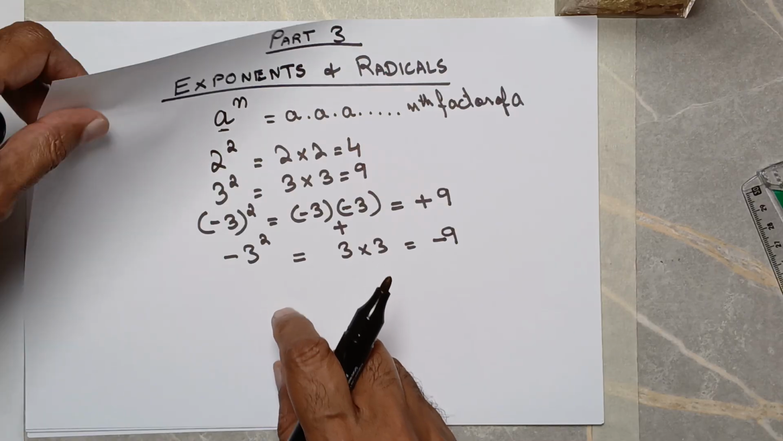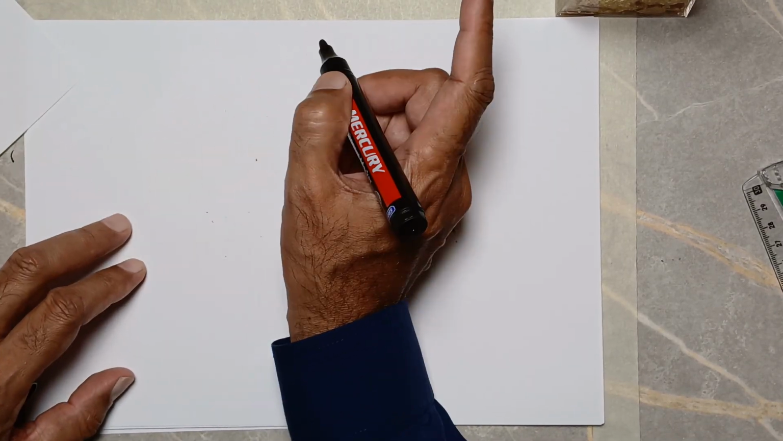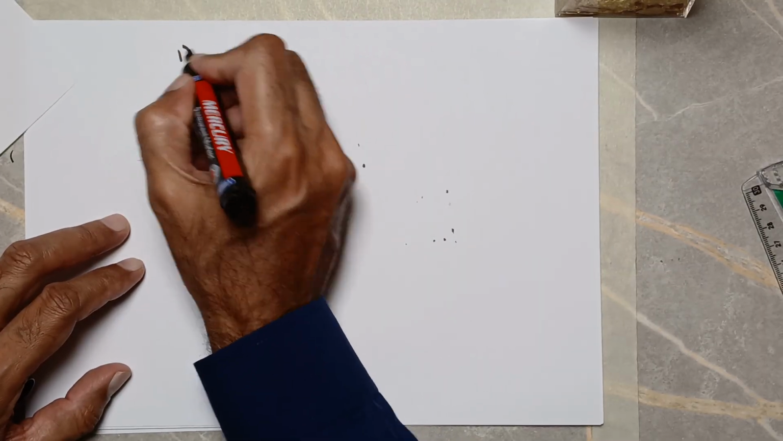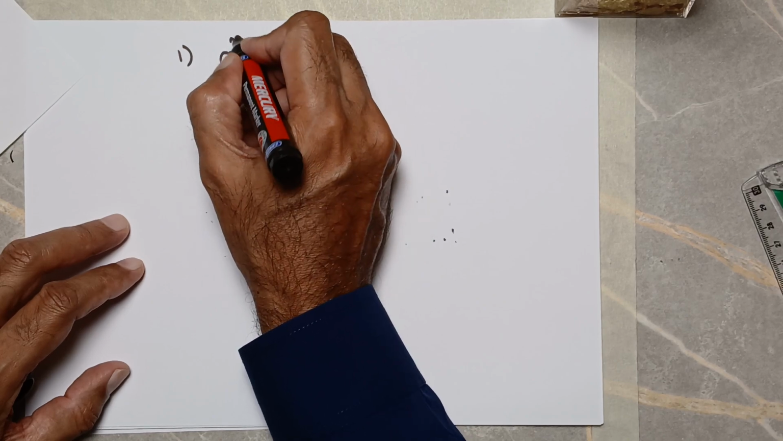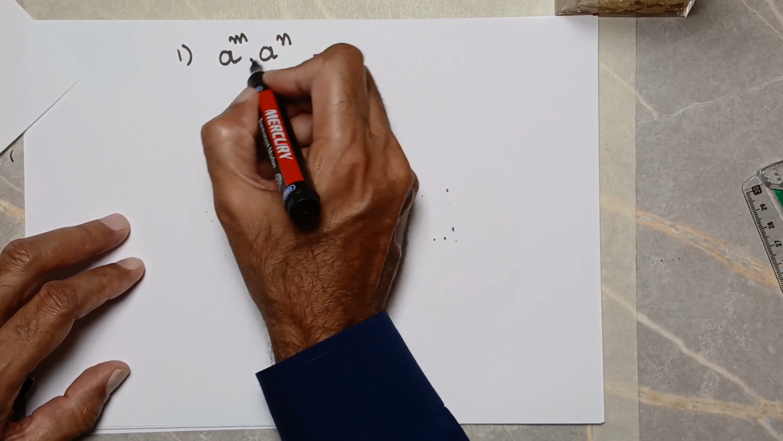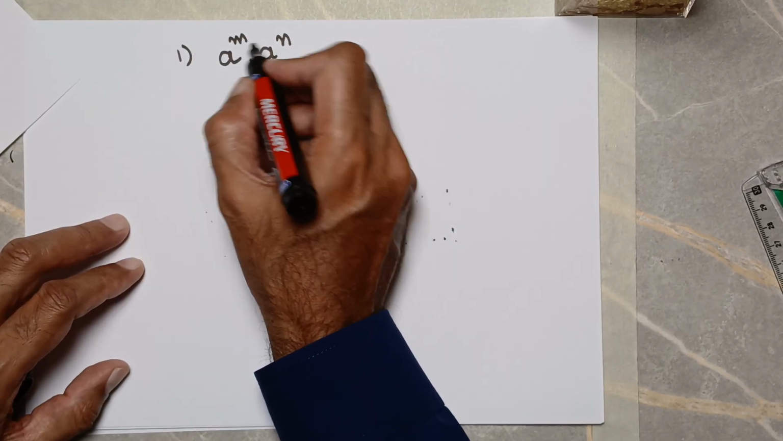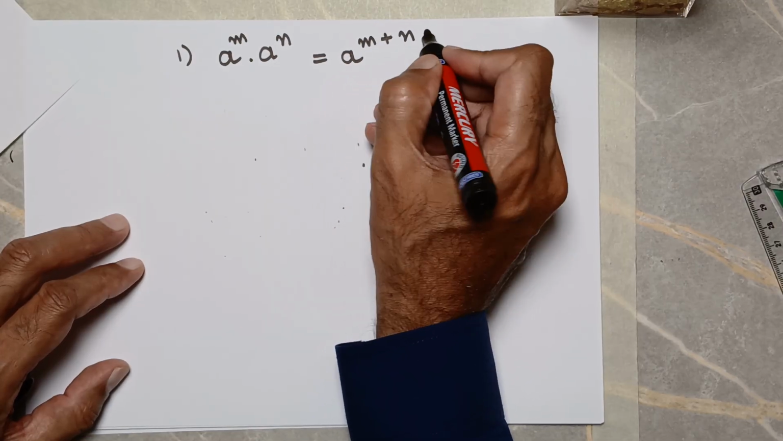Now we shall move on to the case where the bases are the same. What we are going to do is add the powers. Simply, a raised to the power m dot a raised to the power n. That means that when the bases are the same, we simply add those powers, m plus n, giving a raised to the power m plus n.